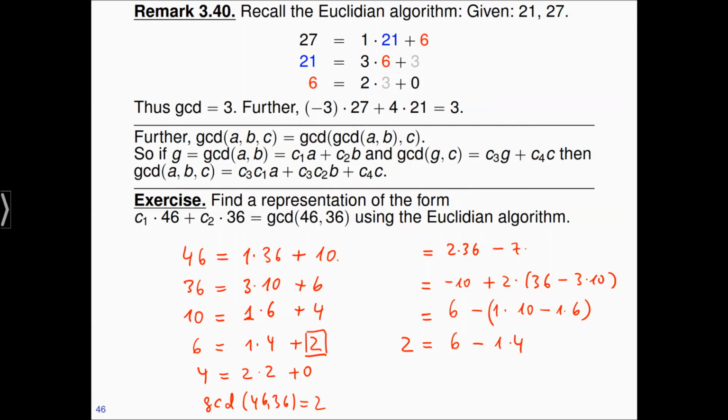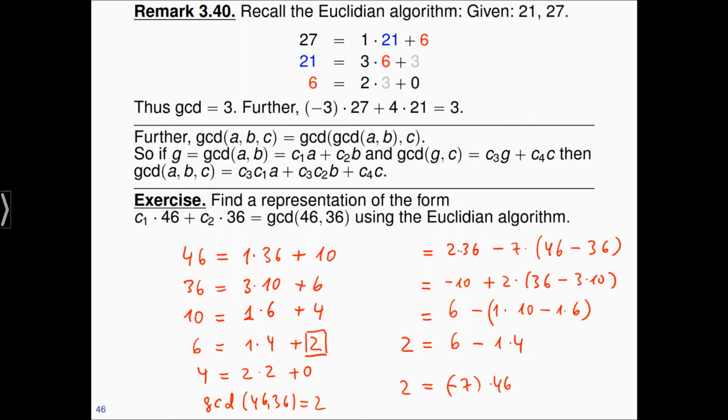And 10 I'm going to replace by whatever this equation says. And this equation says that it's 46 minus 36. So this is already my representation of 2 in terms of 36 and 46. So I just have to simplify this. So 2 is minus 7 times 46. And then I have a minus 7 times minus 1 times 36, which gives me a 7 times 36.